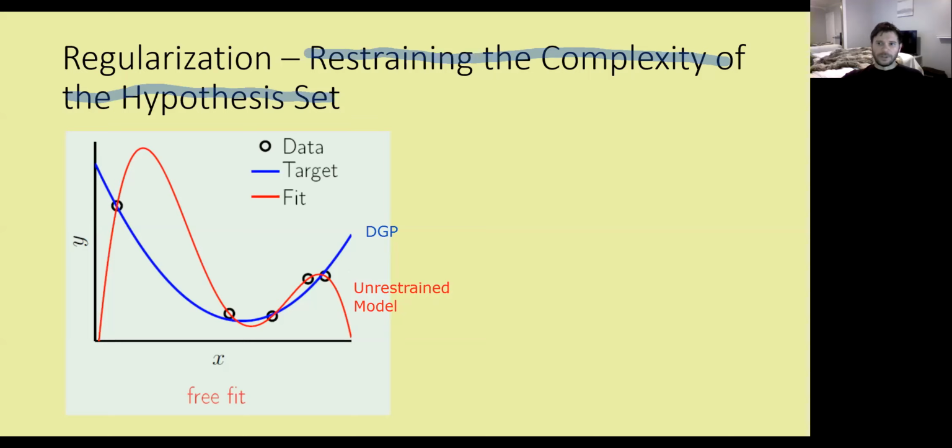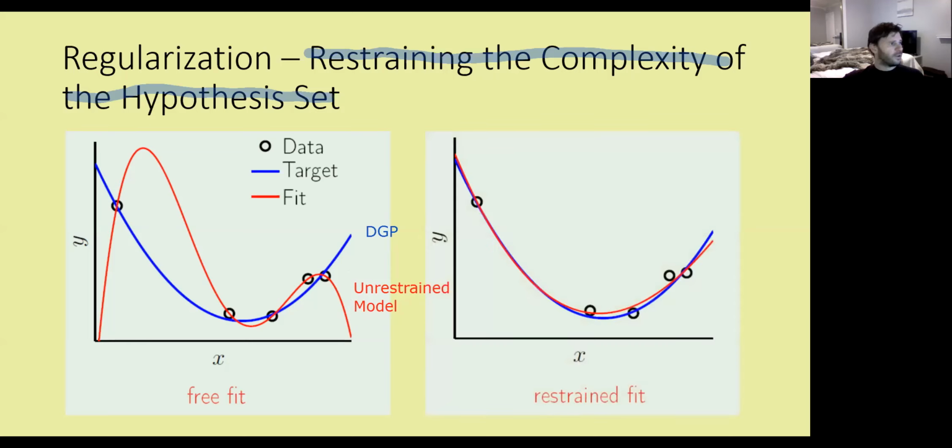Rather, what we want to be able to do is restrain ourselves so we don't go all the way to a fourth order polynomial. We don't go too complex, but maybe stop a little earlier. Now when we look at the target function, the DGP in blue here, and we compare that to our restrained model in red, we can see here that the restrained model in the right case does a much better job of actually predicting the DGP.